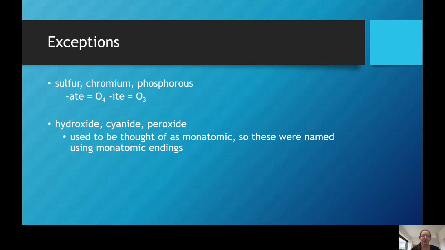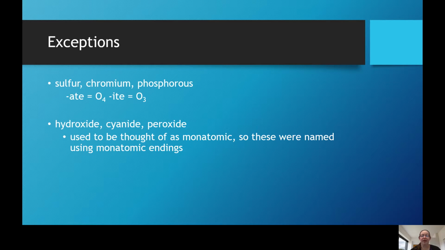And then the other set of exceptions are hydroxide, cyanide, and peroxide. So these used to be thought of as monatomic, and so these were named using monatomic endings. And in fact, cyanide doesn't have any oxygens in it at all. It just doesn't have the same naming conventions. So it's because it was originally thought to just be its own element. They thought there was an element cyanide, and it's not. It's a carbon and a nitrogen put together.